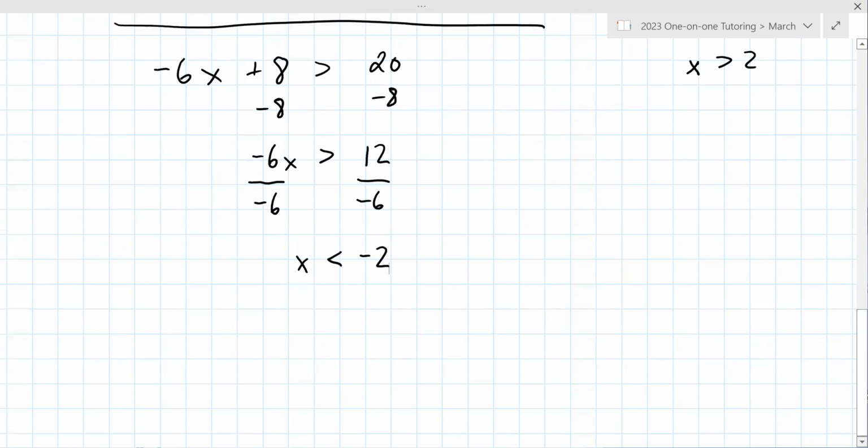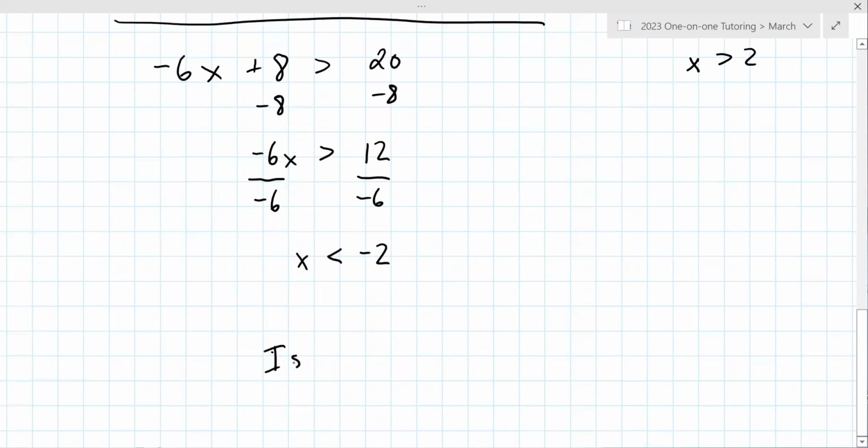Okay, now a new question for you here: is negative 3 less than negative 2? Is this true or is this false? And if you're not sure, try graphing a number line. Think about where those numbers would fall on the number line.